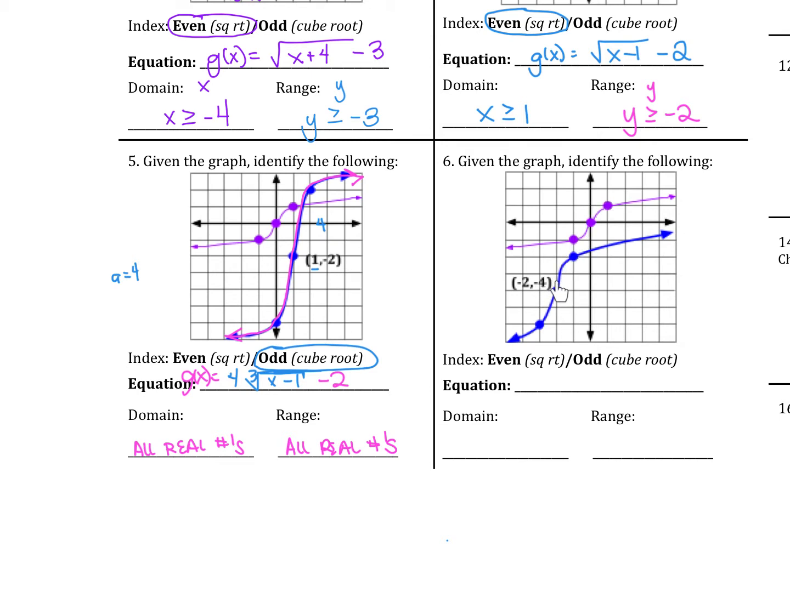So letter number 6, if we look at here, it is stretched as well, right? Instead of up 1, right 1, it's up 2, right 1. So it's vertically stretched by 2. So we can write g of x. We know it's an odd or cube root. So it's stretched by 2, cube root of x plus 2, because it's left 2, and down 4, minus 4. So the domain and range, again, are both all real numbers as well.